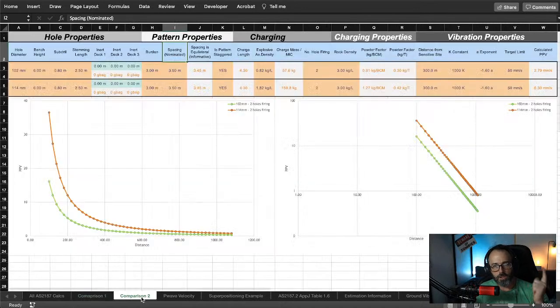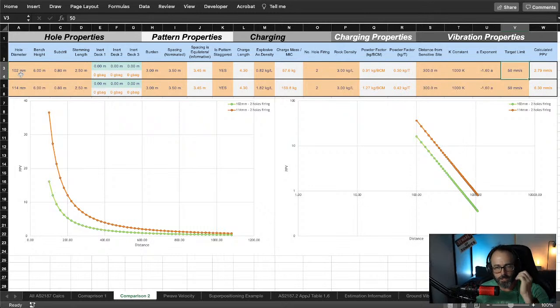So if we look at the next graph, which is a comparison graph. Now this is a question that I was asked about what this would be good for using for advice. So let's say everything's the same: your site constant's 1,000, your exponent is negative 1.6, and you've got a target limit of 50 millimeters. At the moment with these settings, we've got calculated PPVs over here, for line 1 and line 2.